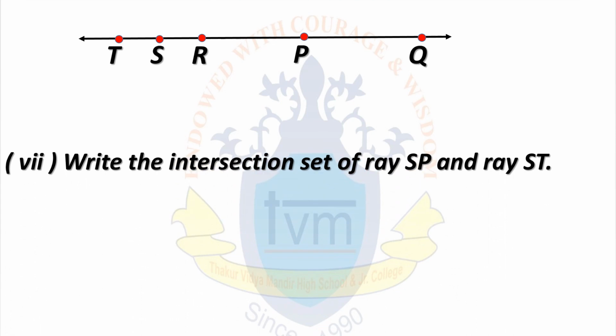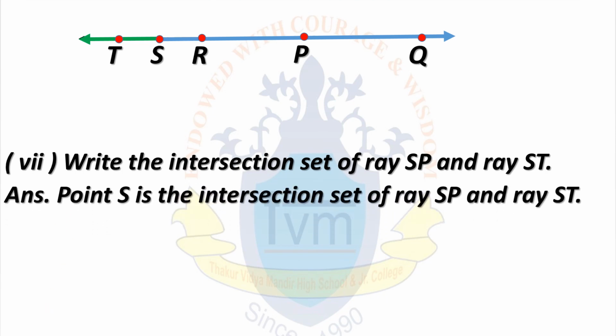Now we have question number 7. Write the intersection set of ray SP and ray ST. Intersection means the common part of both the rays. Look at this figure. This is ray SP. Here the starting point is S, and it is moving towards the P side. Here is another ray, ray ST. What is the starting point over here? S. So what is common in these two rays? This point S is common in both the rays. So the intersection of both the rays is point S. Yes, point S is the intersection set of ray SP and ray ST.